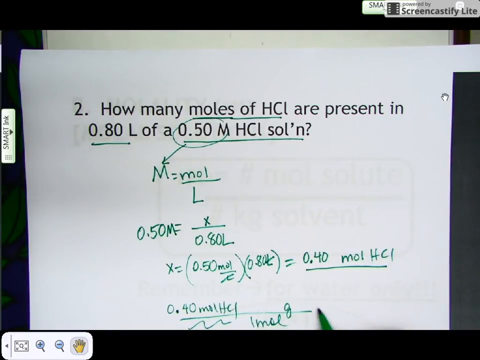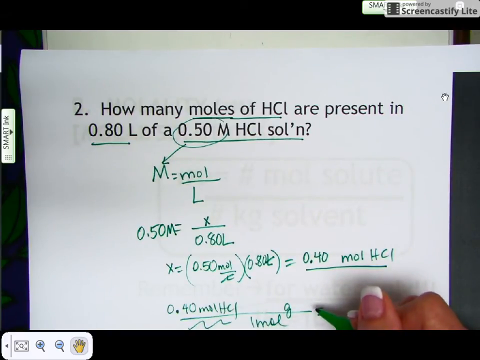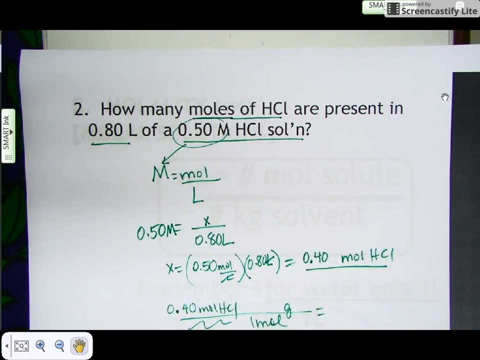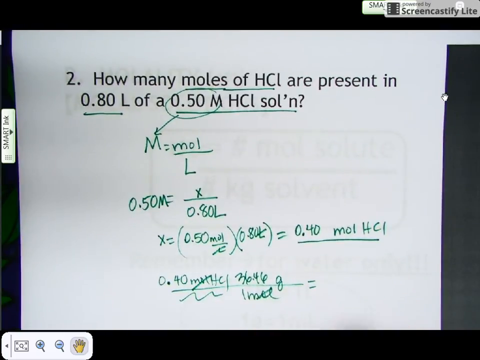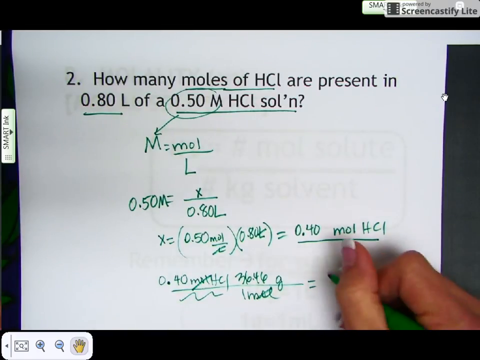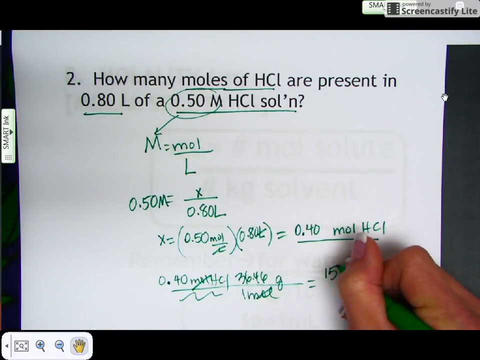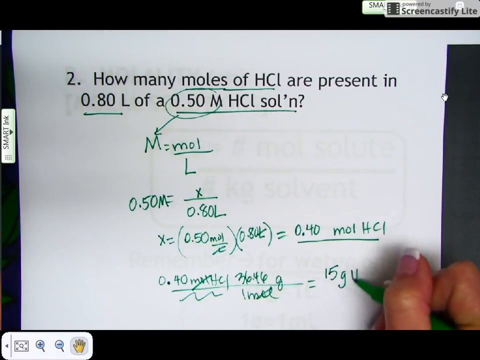Where you would use your molar mass again of HCl. The molar mass of HCl is going to be 1.01 plus 35.45, which is 36.46 grams per mole. That lets your moles cancel out, and that would give you, to two significant figures, 14.5, which rounds to 15 grams of HCl.